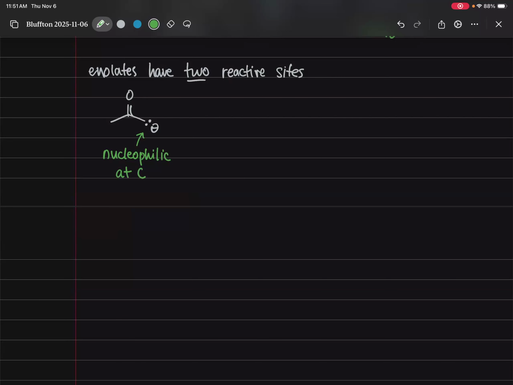Here, our enolate is nucleophilic at the carbon. And we have the resonance structure of our enolate, where the negative charge is up on the oxygen. And unsurprisingly, here, the enolate is nucleophilic at oxygen.